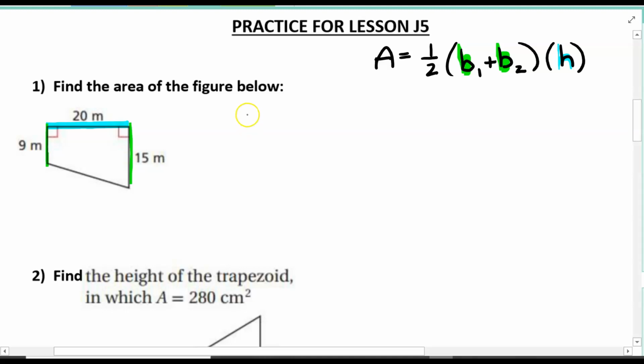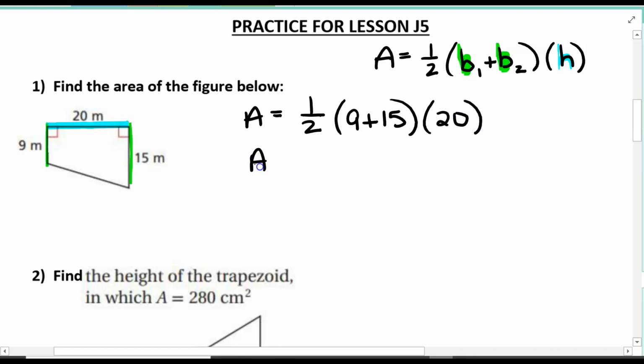So when I go to plug into the formula, area is equal to 1/2 times, in this case, 9 plus 15, our bases, times our height of 20. So area equals 1/2 times 24 times 20.